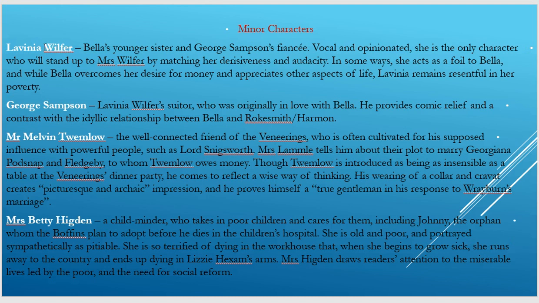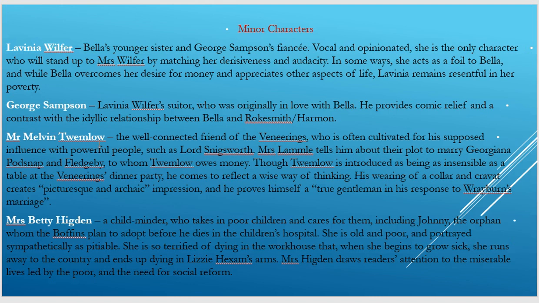Another main character is Lavinia Wilfer, Bella's younger sister and George Sampson's fiancée. She has a desire for money and little appreciation of other aspects of life. So all of them have a desire for money. George Sampson is Lavinia Wilfer's suitor, who was originally in love with Bella. So he loved Bella, but at the same time, Bella preferred John Rokesmith.